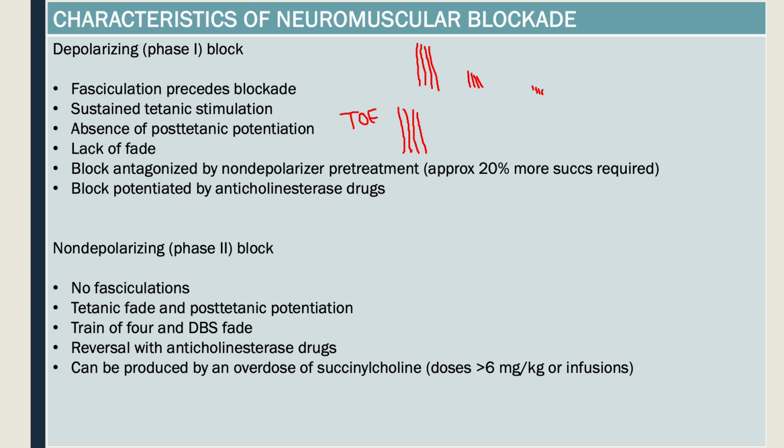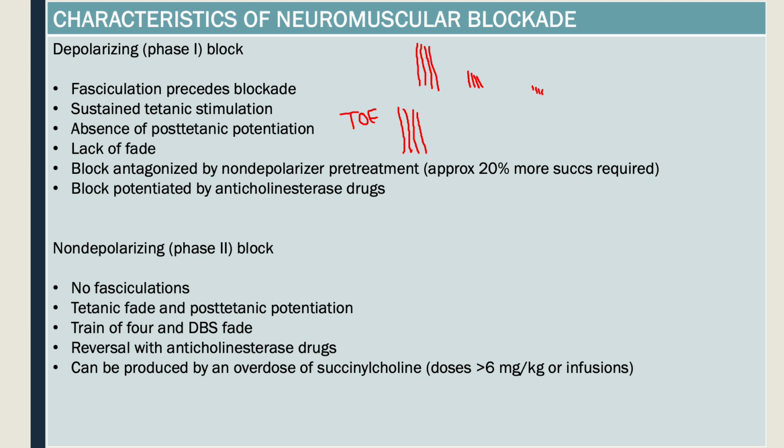Contrast that. A non-depolarizing, phase 2 block, you don't have fasciculations. It presents with a typical tetanic fade and post-tetanic potentiation, with the train of 4 response demonstrating a decline in muscle response. This type of block can also be reversed using anticholinesterase drugs, and high doses of succinylcholine can produce a phase 2 block. Keep that in mind, high doses of sucks, greater than 6 milligram per kilo. They used to do suck strips, no one does it anymore. That can give you a phase 2 block.